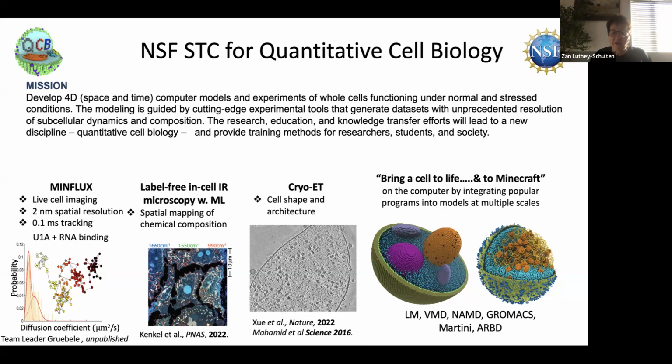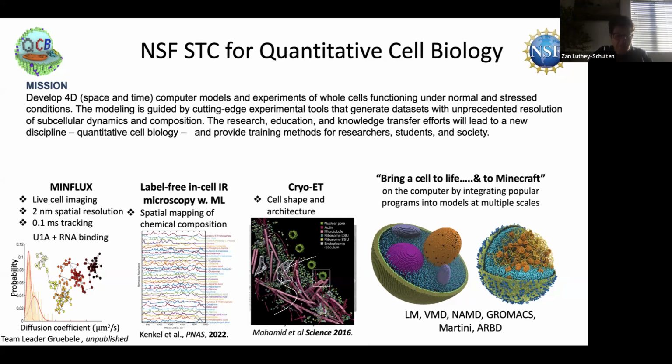So we also have NAMD, which was developed by my husband years ago, still here at the U of I. We have VMD for imaging. That's also a U of I product. We have GROMACS, Martini, ARBD, and of course, the one that comes from my lab, Lattice Microbes. And so this gives you an idea of the resolution that we can get to.